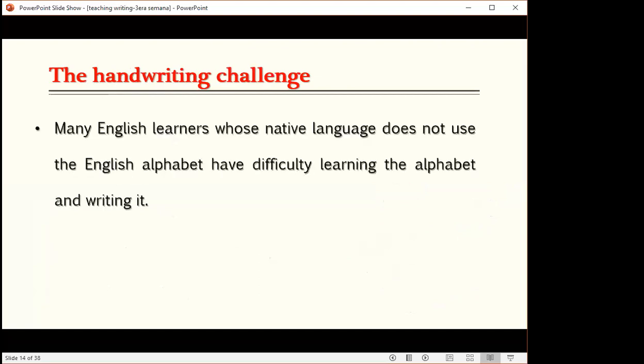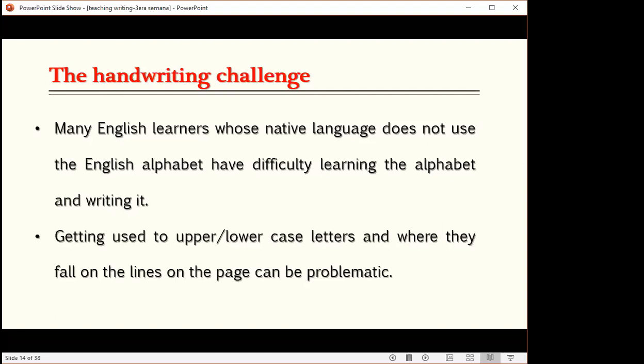Let's start with the handwriting. Sometimes it's a very complicated task, no, to make our students write well related to the handwriting, remember. So many English learners whose native language does not use the English alphabet have difficulty learning the alphabet and writing it. It's a kind of complicated way to write, no? Because we don't share the same alphabet, all right? We don't have some letters, for example, no? Or some letters are not used in some positions in Spanish, but you use it in English. So it's a kind of difficult, right?